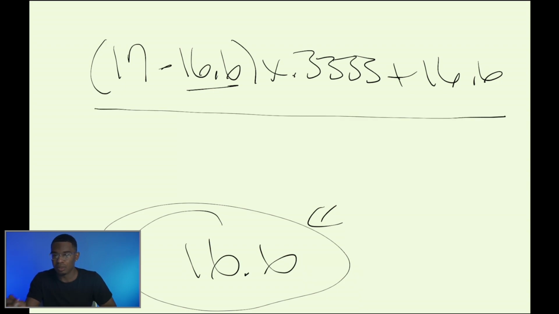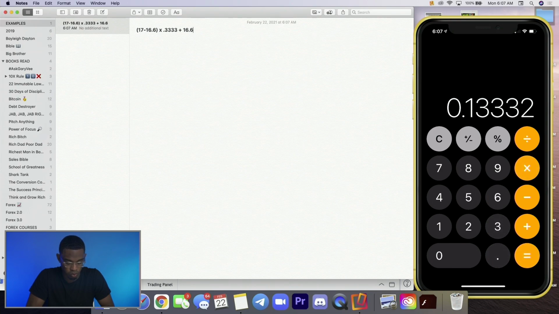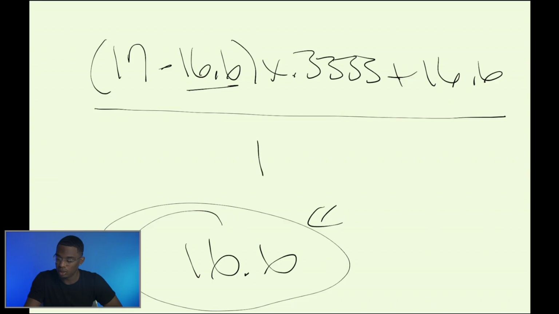So we do this math. Let me get on my phone really quick. So we have our calculator here, and let's just write the problem out so you guys can remember. 17 minus 16.6 times 0.3333 plus 16.6. Let's do it on our phone. 17 minus 16.6 equals 0.4 times 0.3333 equals 0.133 plus 16.6. 16.73 is our EMA for today. 16.7 is the new EMA, right?